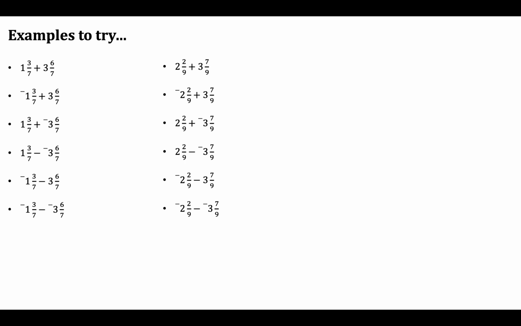Okay, so hopefully you've had some success with those, whether you're using the diagrams or you're using improper fractions there. So the answers to the first section: 5 2/7, 2 3/7, negative 2 3/7, 5 2/7, negative 5 2/7, and positive 2 3/7. And for the second section, 6, 1 5/9, negative 1 5/9, 6, negative 6, and positive 1 5/9.